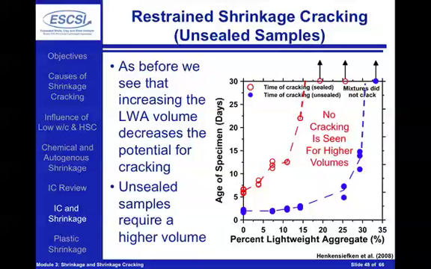The whole idea here, though, is unsealed samples are going to require a higher amount of lightweight aggregate than what we would have calculated just by replacing the chemical shrinkage water, because now we have to deal with not only the chemical shrinkage vapor-filled spaces that are forming, but also the loss of water to the outside through evaporation.